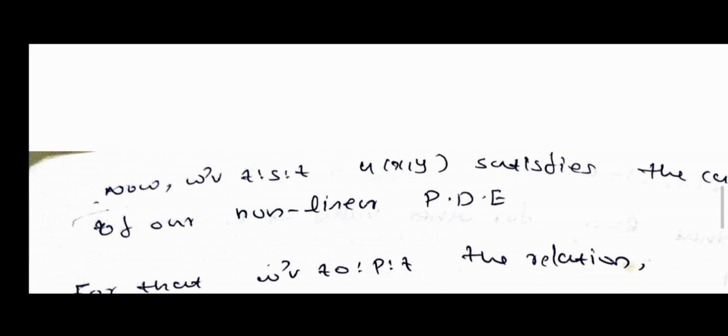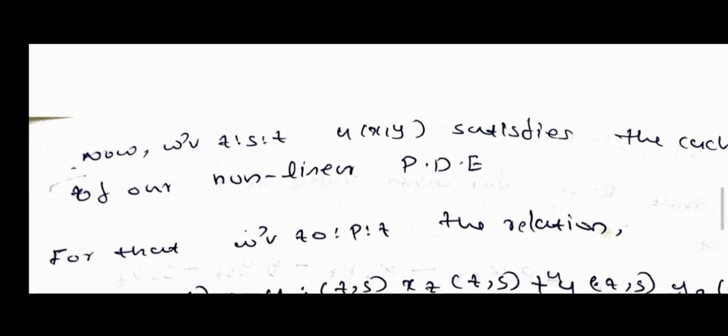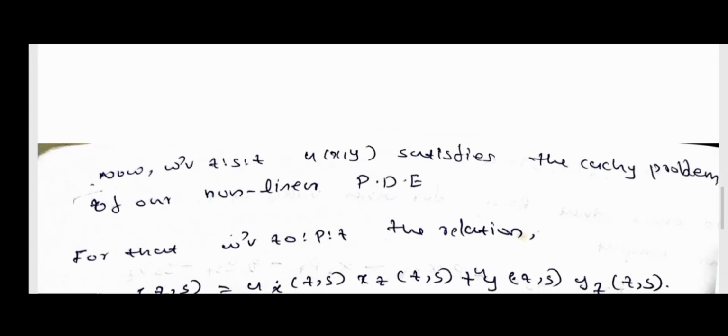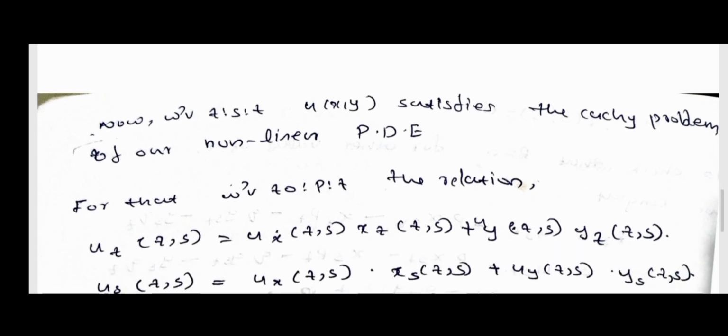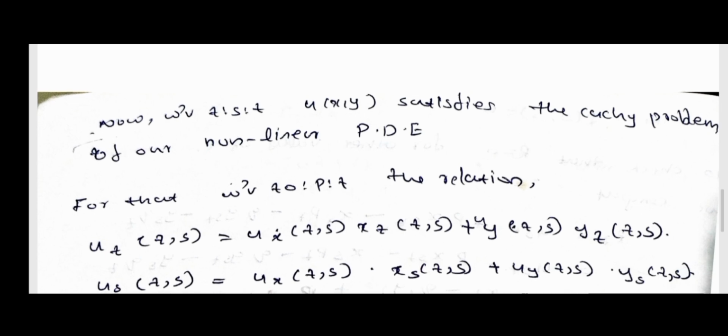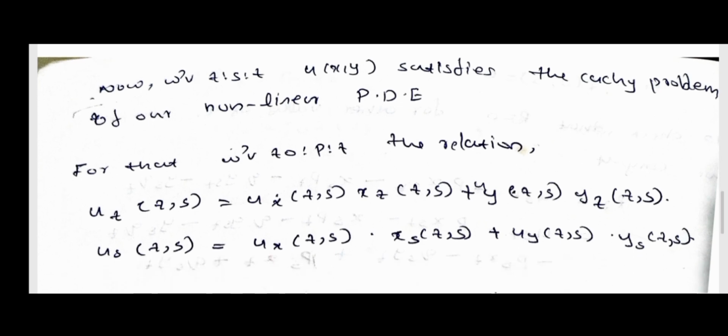Now we have to show that u of x, y satisfies the Cauchy problem of our nonlinear PDE. For that we have to prove the relations: u_t of (t,s) is equal to u_x of (t,s) into x_t of (t,s) plus u_y of (t,s) into y_t of (t,s), and u_s of (t,s) is equal to u_x of (t,s) into x_s of (t,s) plus u_y of (t,s) into y_s of (t,s).